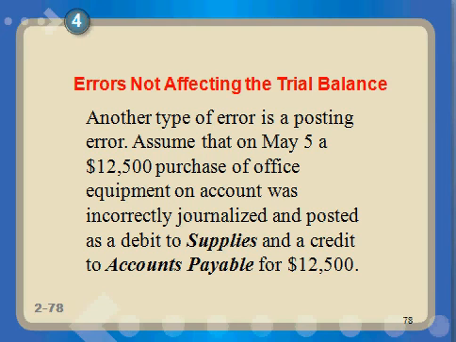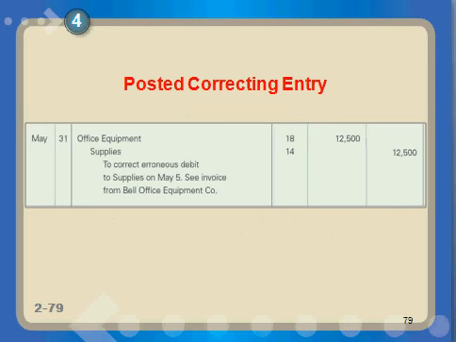So to make a proper correcting entry for that, we would debit the correct account, office equipment, $1,250, and credit the supplies account, where that office equipment was originally posted as a debit, for $1,250, and then we'd write: to correct erroneous debit to supplies on May the 5th, see invoice from Bell Office Equipment Company. Now we're going to take a look at a couple more of our exercises and then we'll be through.